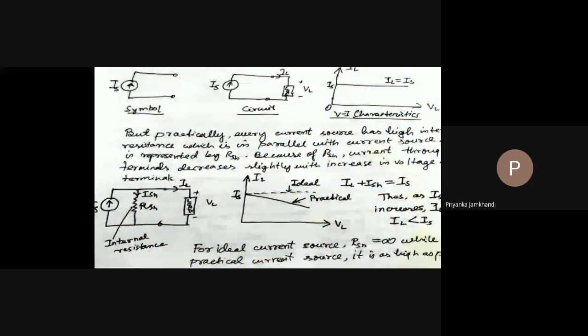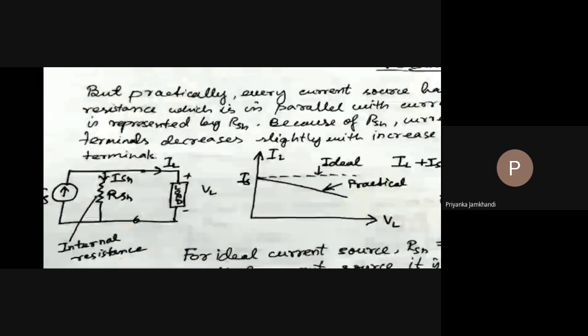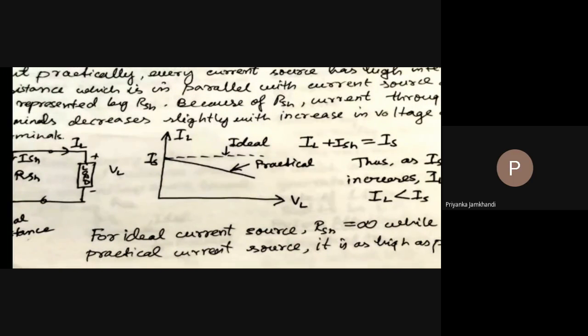So, briefly: earlier the voltage source was in series with the resistance, and here the resistance RSH is in parallel with IS, the current source. A current source in parallel with an internal resistance gives how current sources work in the practical sense. Here also there is a deviation from ideal to practical in the graph. In the ideal case IL was equal to IS, the load current equal to the source current, and in the practical case it is not the same.